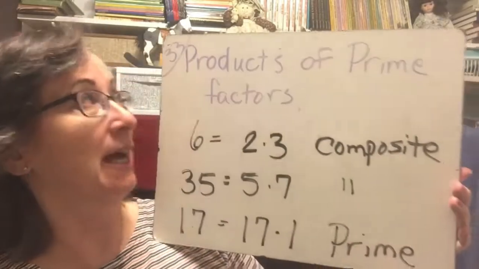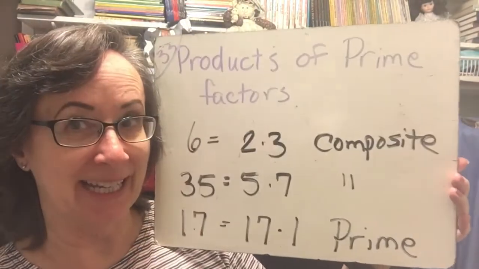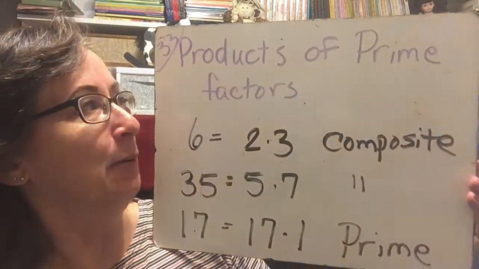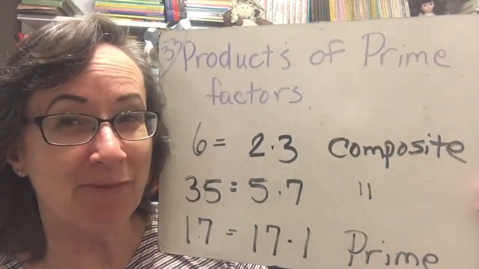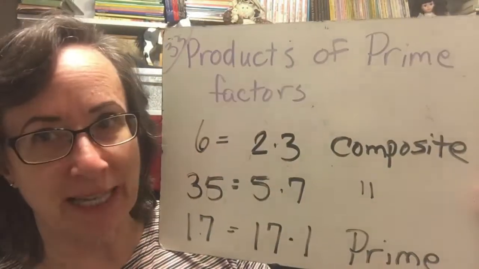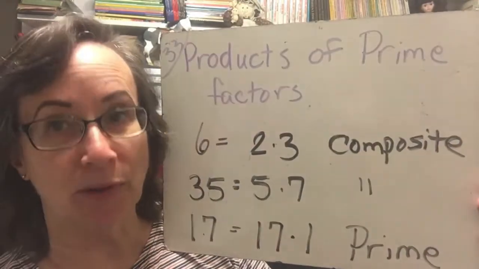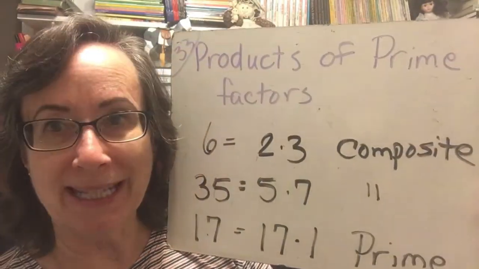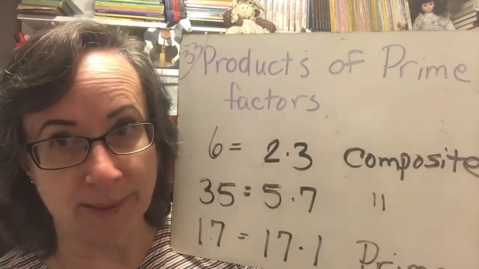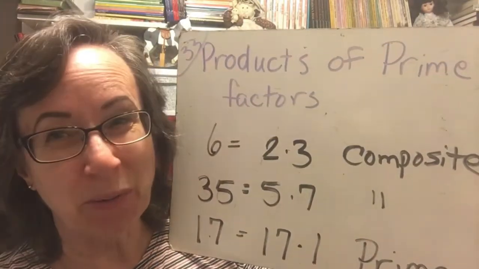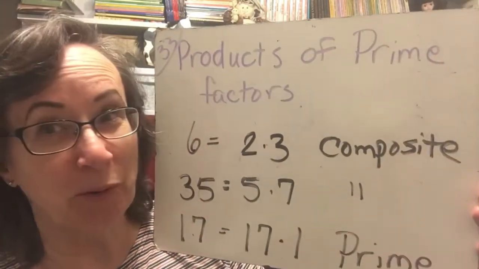And tonight we're talking about lesson 33 in your Saxon Orange Book. We're talking about the product of prime factors. So the first thing we need to do is figure out what that word means. What is prime and what is composite or composite? Both ways are correct. I've heard it both ways.